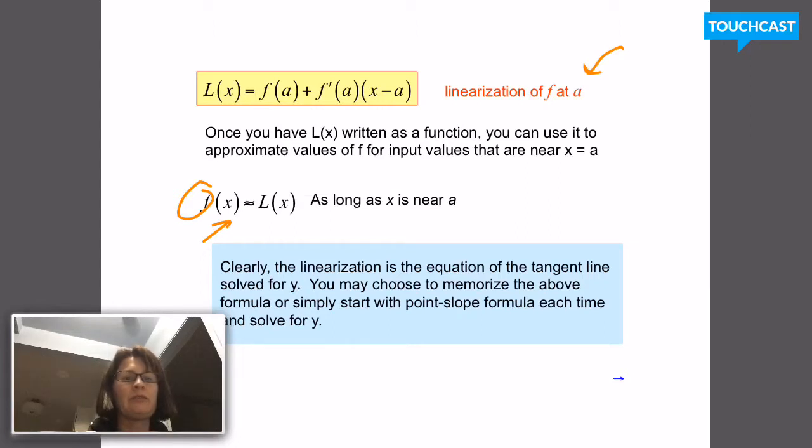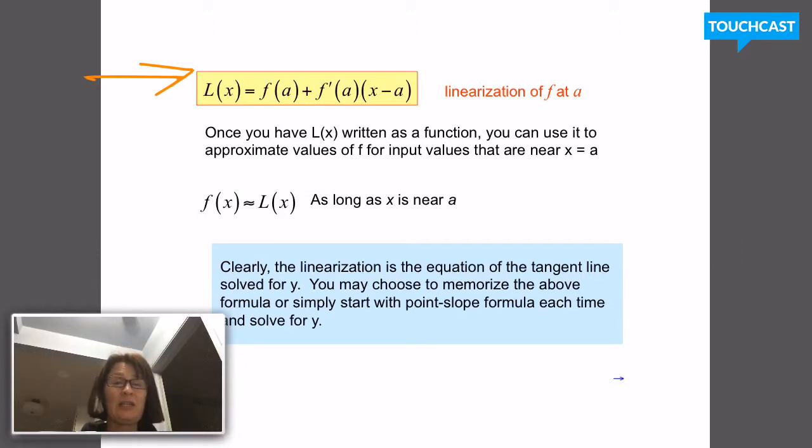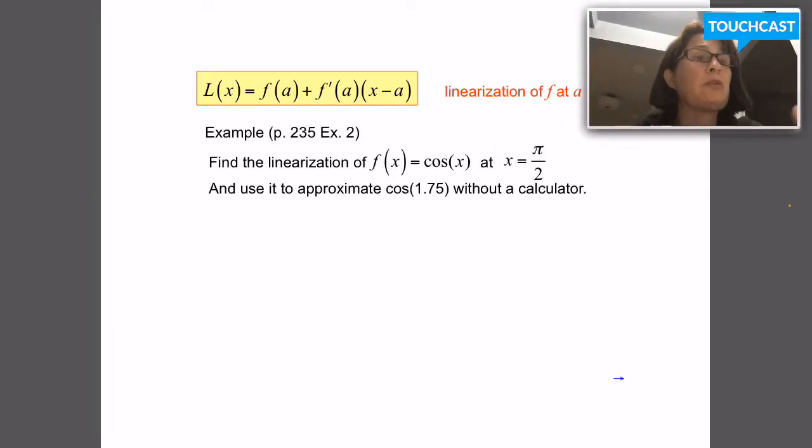So just to make the point here, the linearization function is really just point slope form for the equation of the tangent line with the y isolated. So if you want to memorize this formula, that's fine. If you want to just think of writing the tangent line equation in point slope form and then isolating y, you're going to have the same answer. So whichever one works better for you is fine. In fact, I'll do this example both ways.